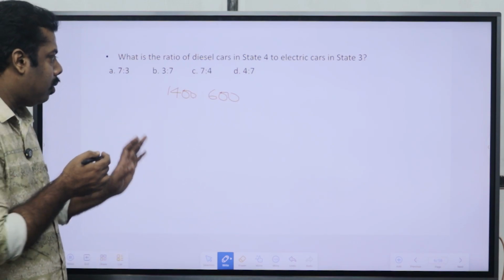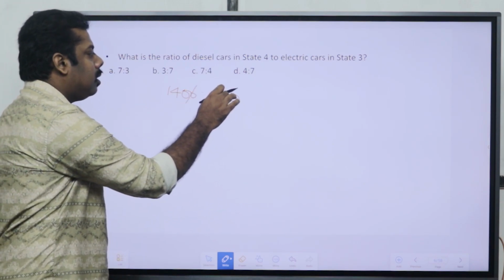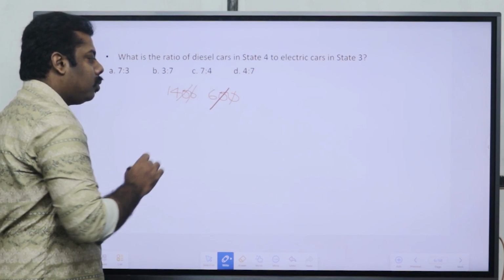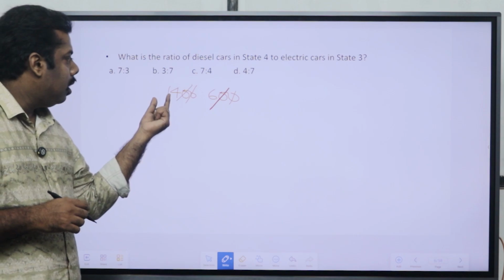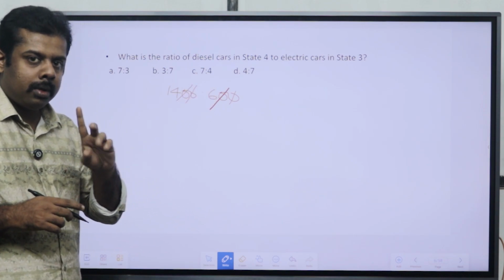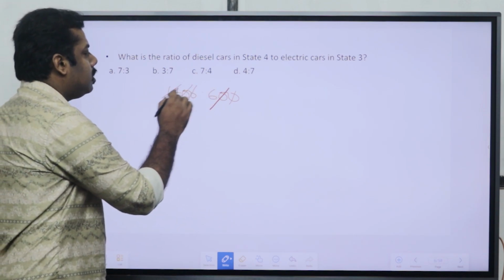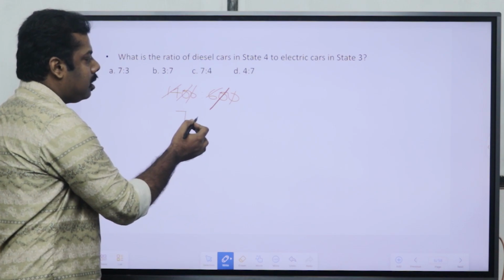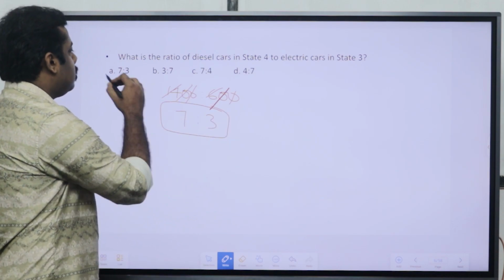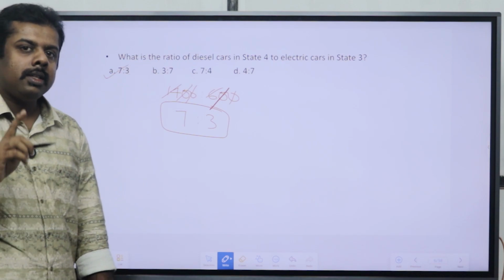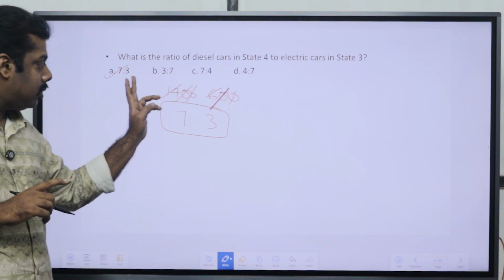So as you know how to find the ratio, just cancel out the common values in both the values. So 100 is common in both the sides. Now 14 and 6, what is common? 2 is common. So just cancelling out that, our answer here has to be 7:3. So the option is there. So option A is the right answer here, 7:3.